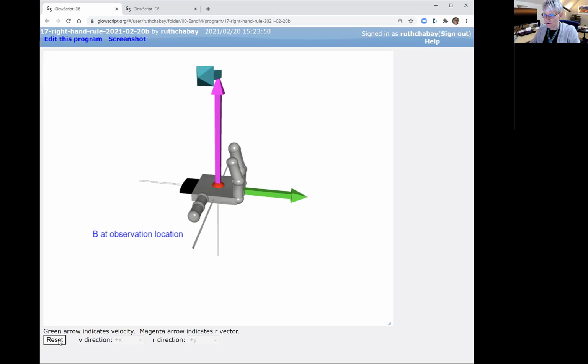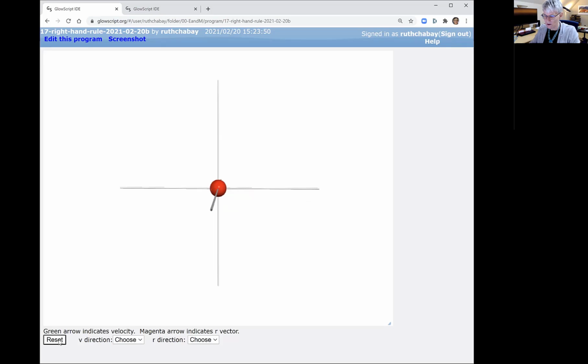Okay, so let's try another one. Let's see if we can do this. We're going to have a poll, and let's try six choices. Here's what the choices in the poll are going to mean. 1 is plus x, 2 is minus x, 3 is plus y, 4 is minus y, 5 is plus z, 6 is minus z. So you might want to write that down.